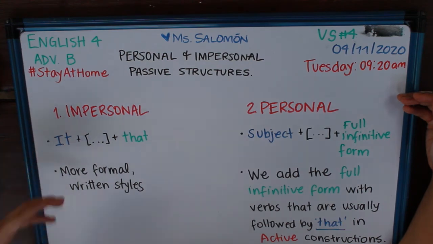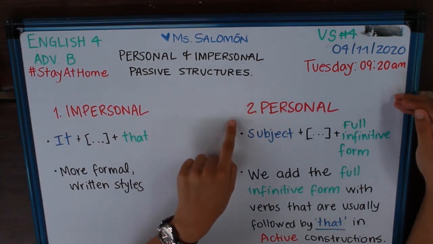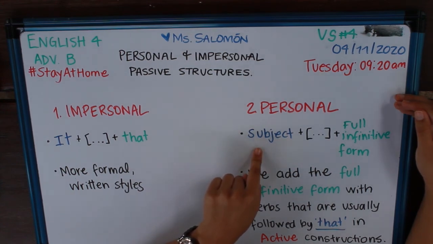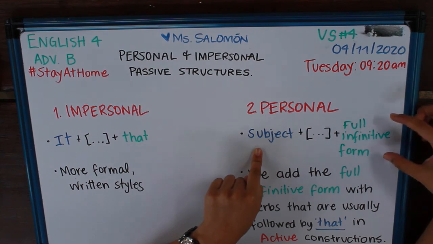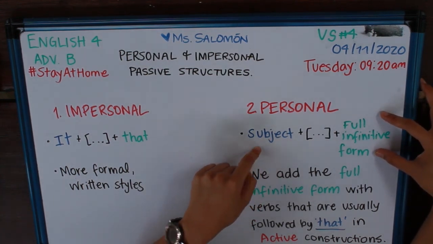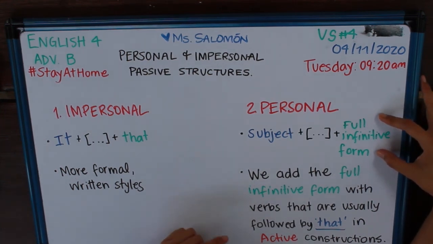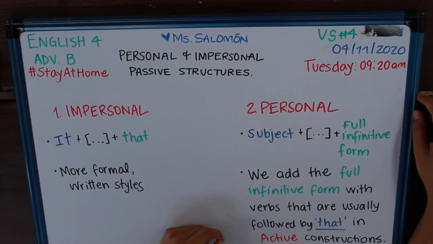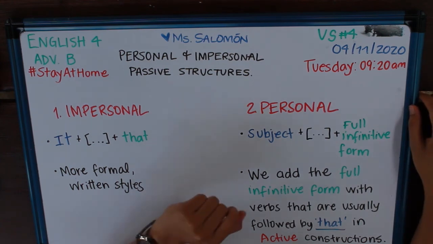When talking about the personal passive structure, we notice that we start off with the subject, followed by the verb to be in present and the main verb in past participle. And we need to add the full infinitive form of the verb. Now, something else that you need to know is that we add this full infinitive form with verbs that are usually followed by that in the active constructions, which are the verbs that I gave you at the beginning of the video. That's it for today.